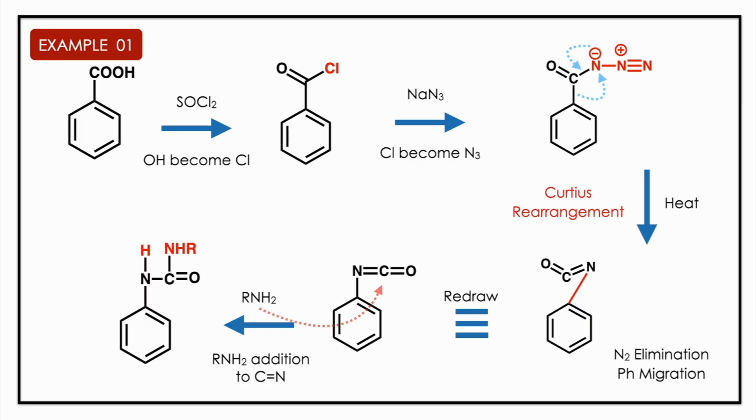Here N2 elimination is the first step. N2 eliminates by the migration of phenyl. So phenyl migrates, N2 eliminates, and it forms isocyanate. If you redraw nicely, you can clearly see the isocyanate structure. Then you are adding the amine. Amine will add to the carbon and nitrogen bond. You end up with a urea derivative. Here you are tuning the product into the required product, which is the urea derivative.